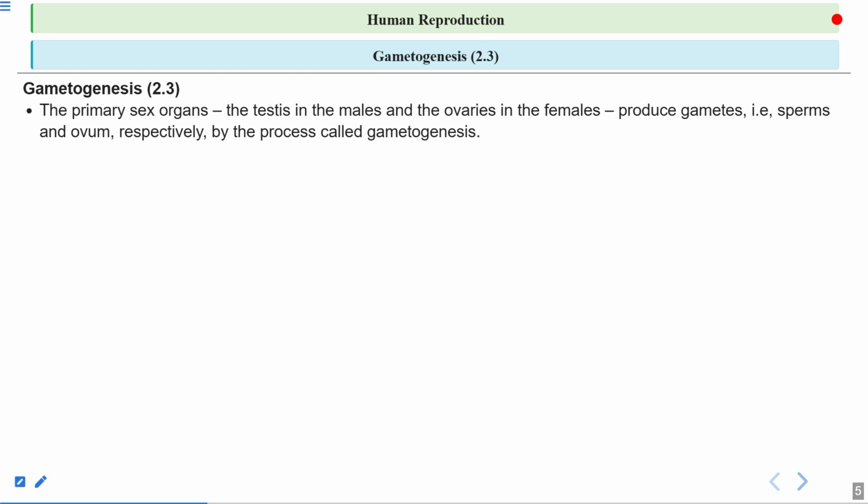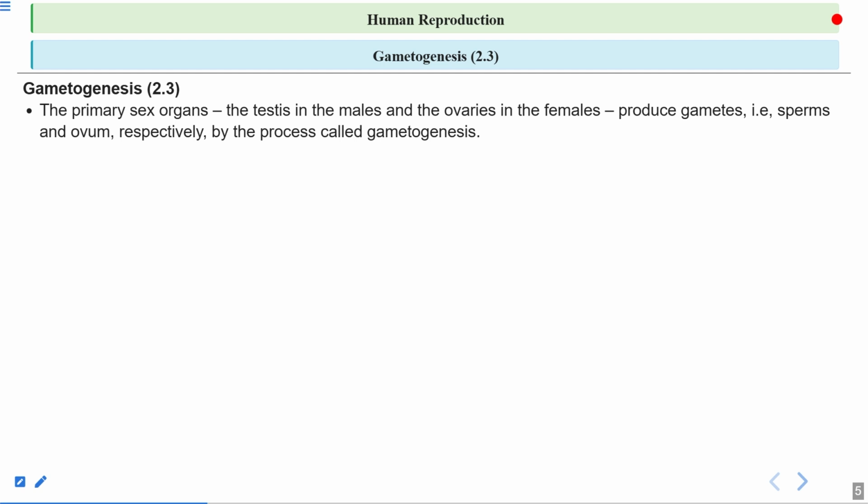On the inner side of the seminiferous tubule, what types of cells are present? Spermatogonia are present, and then Sertoli cells are present. Meiosis occurs in the spermatogonia to form the sperms. And Sertoli cells provide nourishment to these germ cells. Clear?